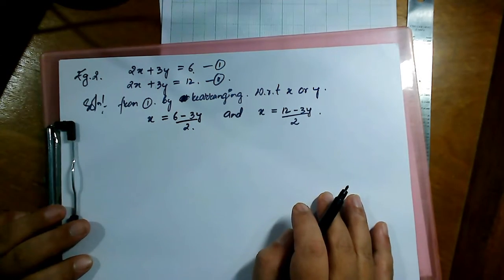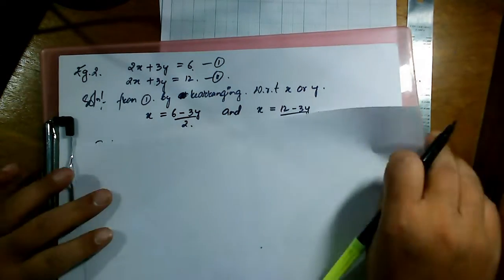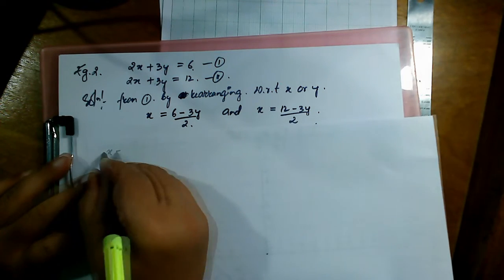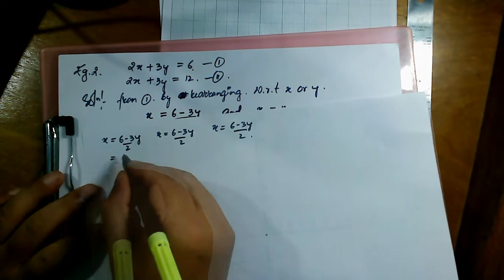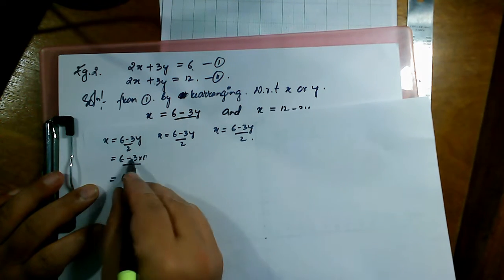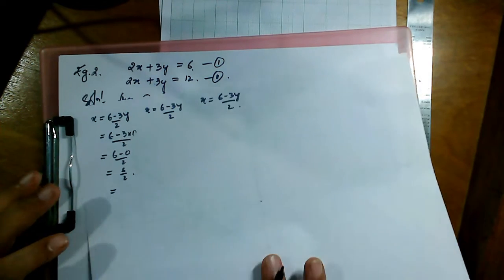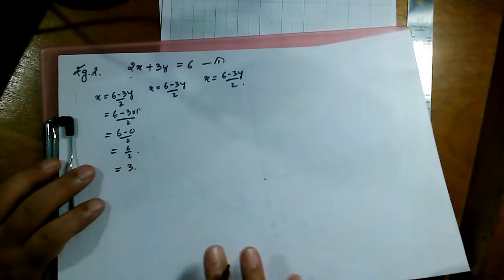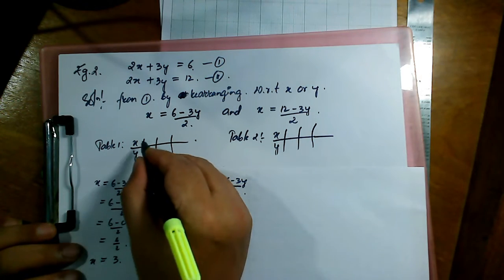Now let's make the tabulation, that is table 1 for equation 1. Let's try to solve it the easy way, so that you understand it well. Now let's take y is equal to 0. 6 minus 3 into 0 is 6 minus 0, which is 6. Dividing by 2, we get 3. So the x value is 3 when y is equal to 0.